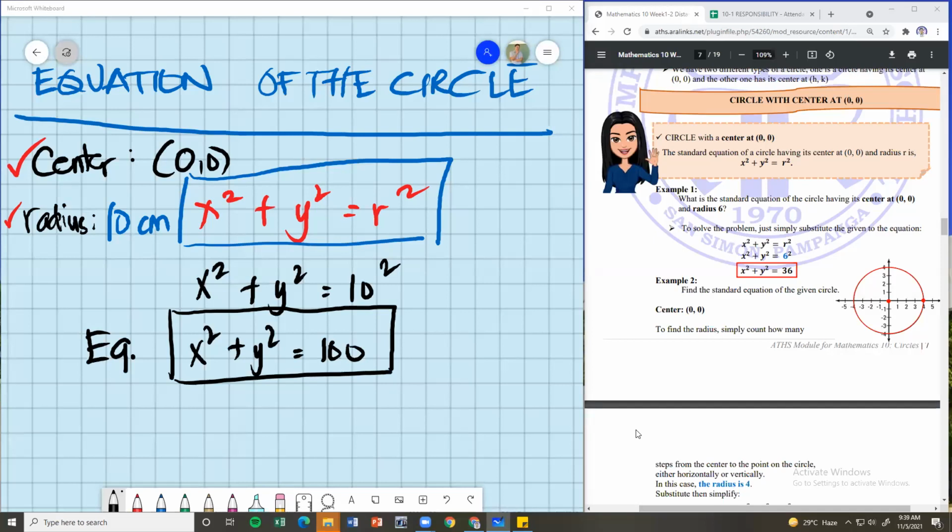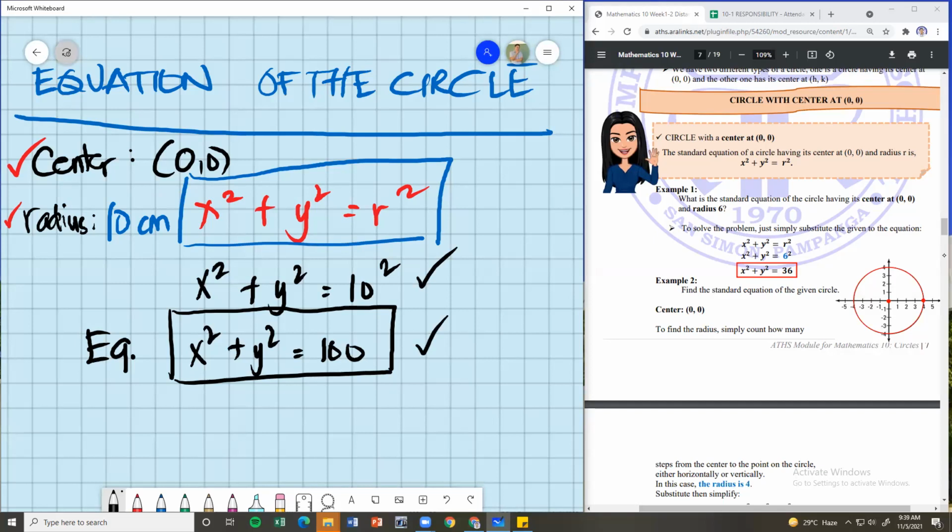Pwede po ba na squared na lang po yung radius? Pwede naman. If you want your answer to be in squared form, pwede. Kaya lang, it's more simplified when you get the squared of it. Okay, pwede na to. This is already correct. However, this is a much simpler one. So any of the two is correct.